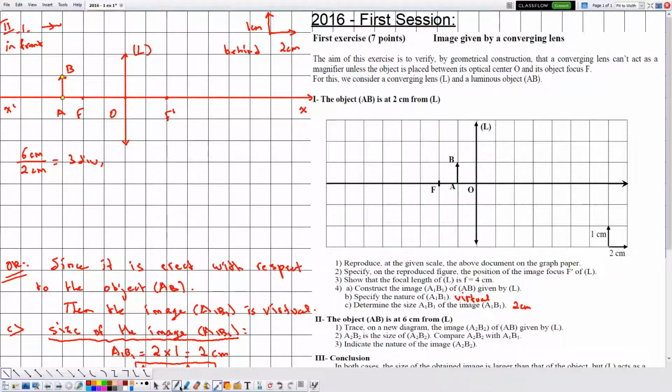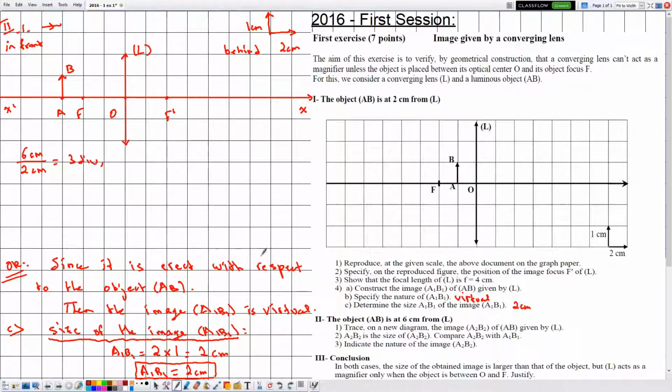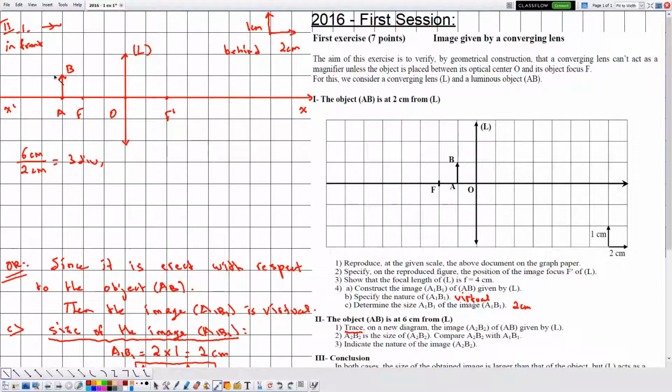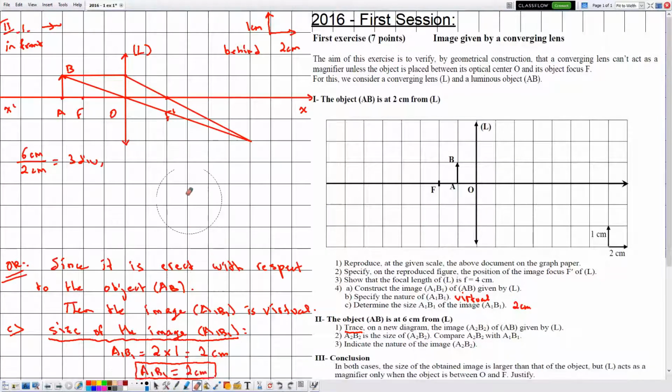And now what we have done so far is constructing the optical system and placing the object AB in its new position. And now we need to trace the image A2 B2 of AB given by L. They told me trace, so no need to justify. In order to trace the image A2 B2 of AB, we need to consider 2 rays issued from B. Then the first one we'll consider is parallel to the optical axis. It will emerge passing through the image focus. The other one is passing through the optical center. It will emerge without deviation. And we don't forget arrows on light rays, incident rays, as well as emergent rays.